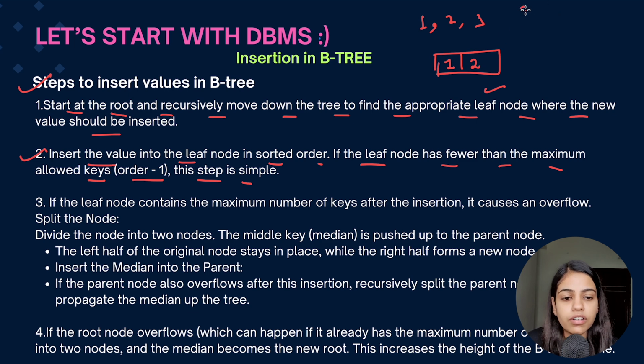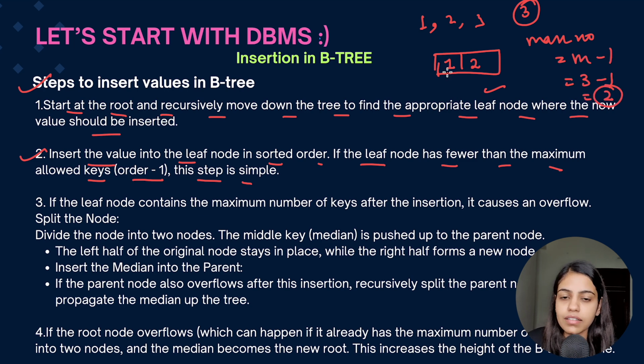But consider the order of this particular tree is 3. So the maximum number of keys which can be inserted is m - 1, that is order - 1. So 3 minus 1 is 2. So we can only insert 2 keys at max in the leaf node. But consider that if I have to insert 3 also, then how will the insertion happen? If the leaf node contains the maximum number of keys after the insertion, it causes an overflow.